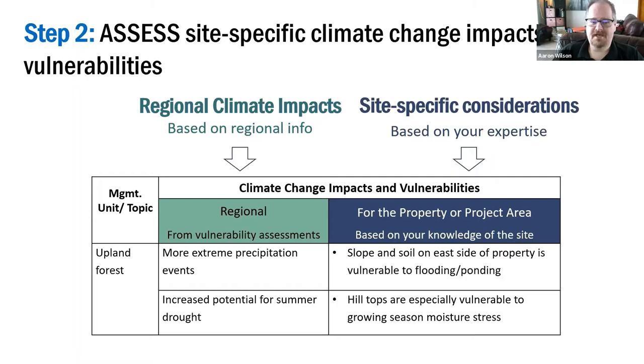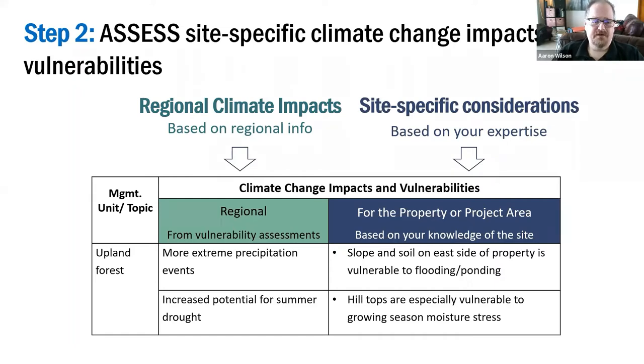At the specific site, maybe it means that the slope and soil on the east side of the property is more vulnerable to flooding or ponding, right? So that would be taking a regional climate impact that impacts us all and addressing it from a site-specific viewpoint.